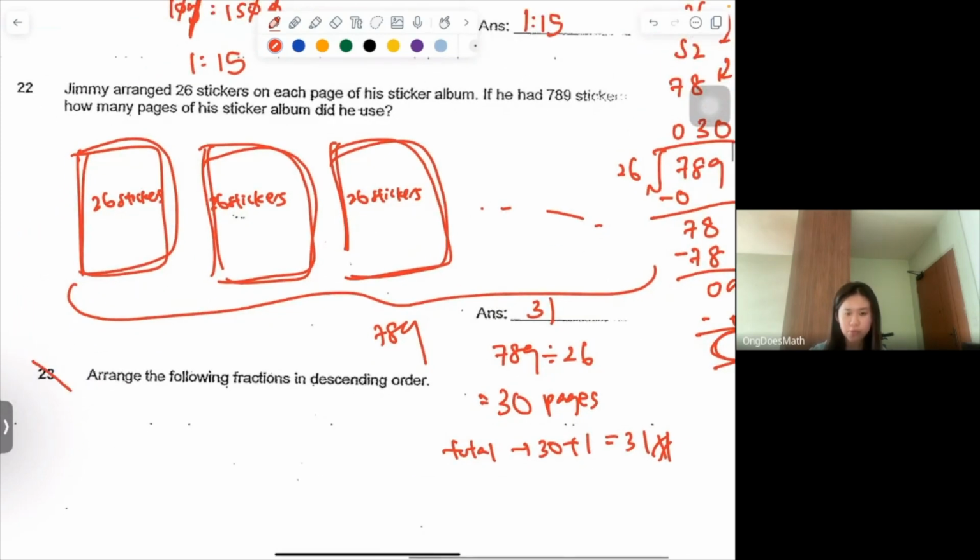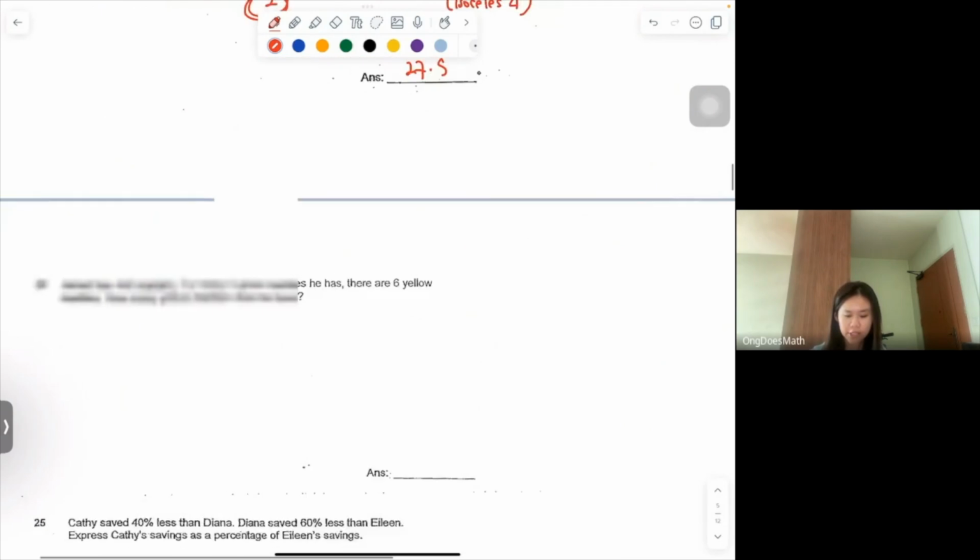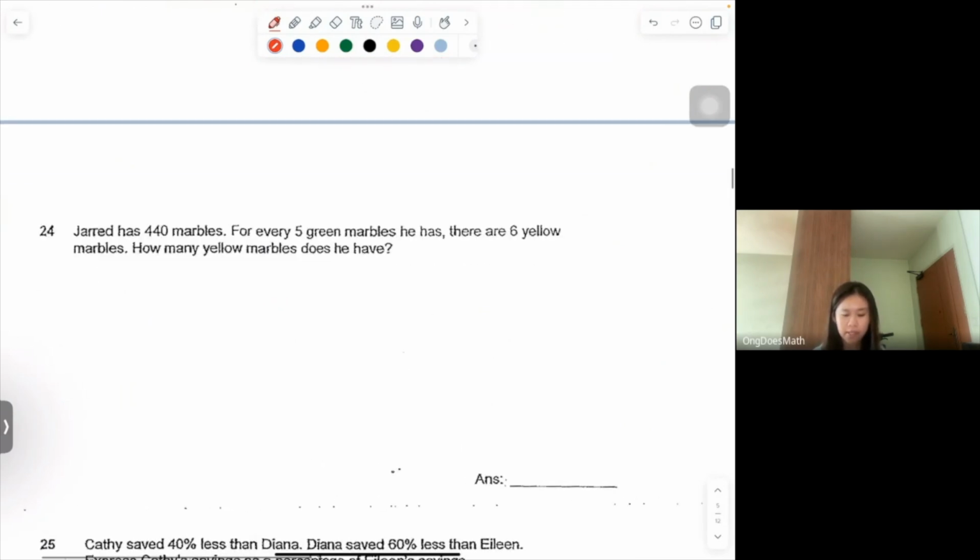Question 23 we will not do because we don't have the fractions with us. Next up, we'll do question 24. This is very similar to the one we just did earlier, which is question 22. So Jared has 440 marbles. For every 5 green marbles he has, there are 6 yellow marbles. How many yellow marbles does he have?